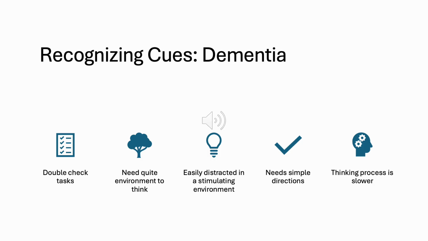They're easily distracted in stimulating environments, and they have a hard time processing information in those types of environments. So they need simple directions and very little choices. I wouldn't give them a choice, like, "It is time to eat breakfast," right? Not, "Would you like to eat breakfast or have orange juice?" Thinking process is slower. It takes them a little bit longer to think and process, so you're going to have to give them time if you're having a conversation with them.